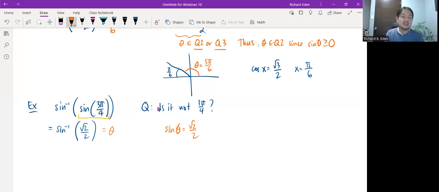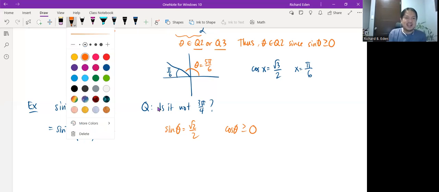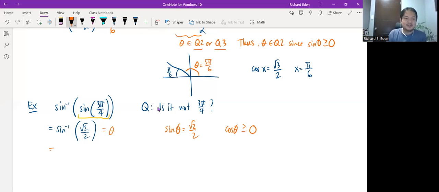Keeping in mind that theta is a sine inverse value, which means cosine of theta should be greater than or equal to 0. So if it's greater than 0, it can't be in the second quadrant. So it must be in the first quadrant. And the only angle that has that sine value is 45 degrees. So what is our answer? Is it 3 pi over 4? Pi over 4. So is it not 3 pi over 4? Nope, it's not.